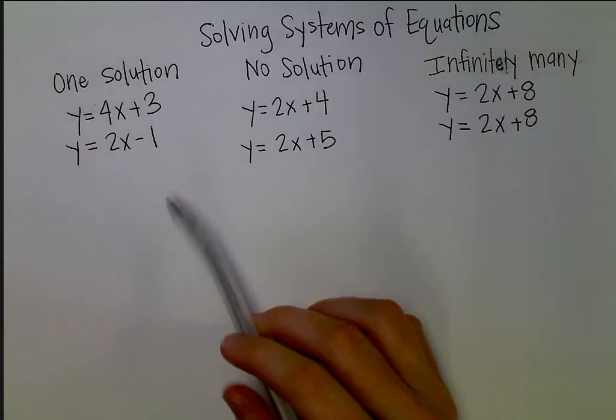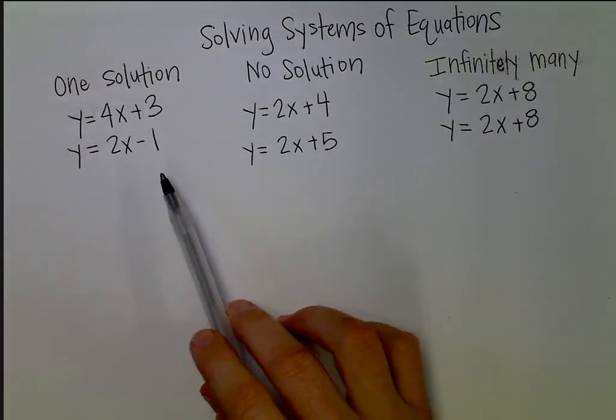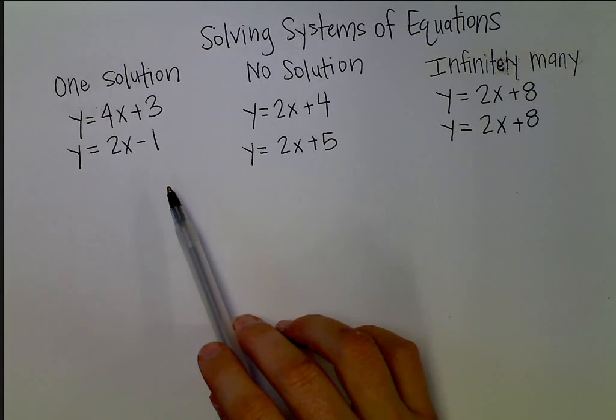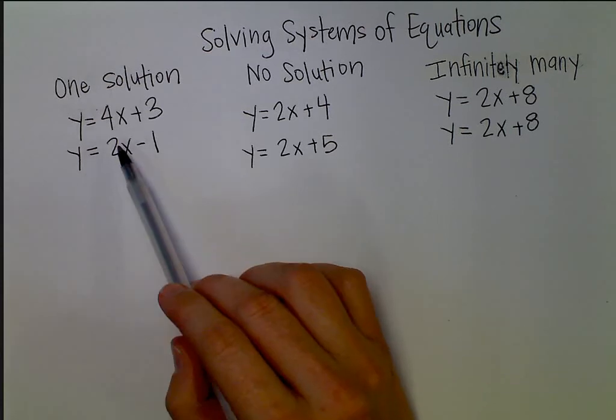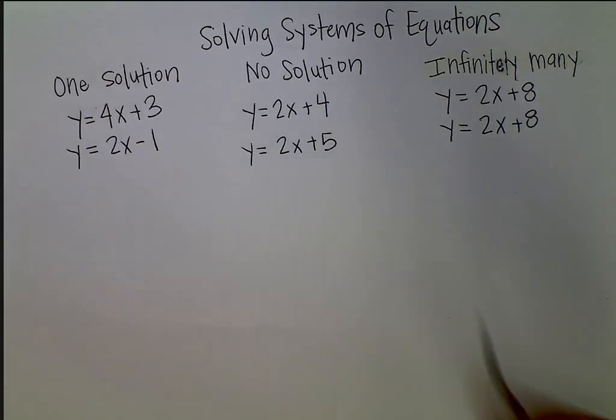One solution. The lines intersect at exactly one point. The slopes of the lines are not the same. You'll see in our example that our slopes are 4 and 2. So there's only going to be one solution.